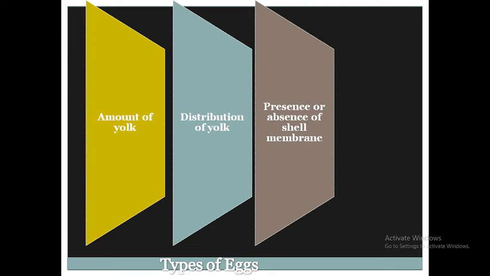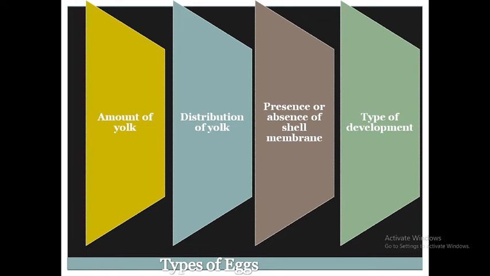The third is whether the egg is surrounded by a protective covering made up of calcium carbonate. Depending upon whether it is present or absent, we can divide the egg. And the last one is the type of development. So one by one we will discuss these four different types of egg.